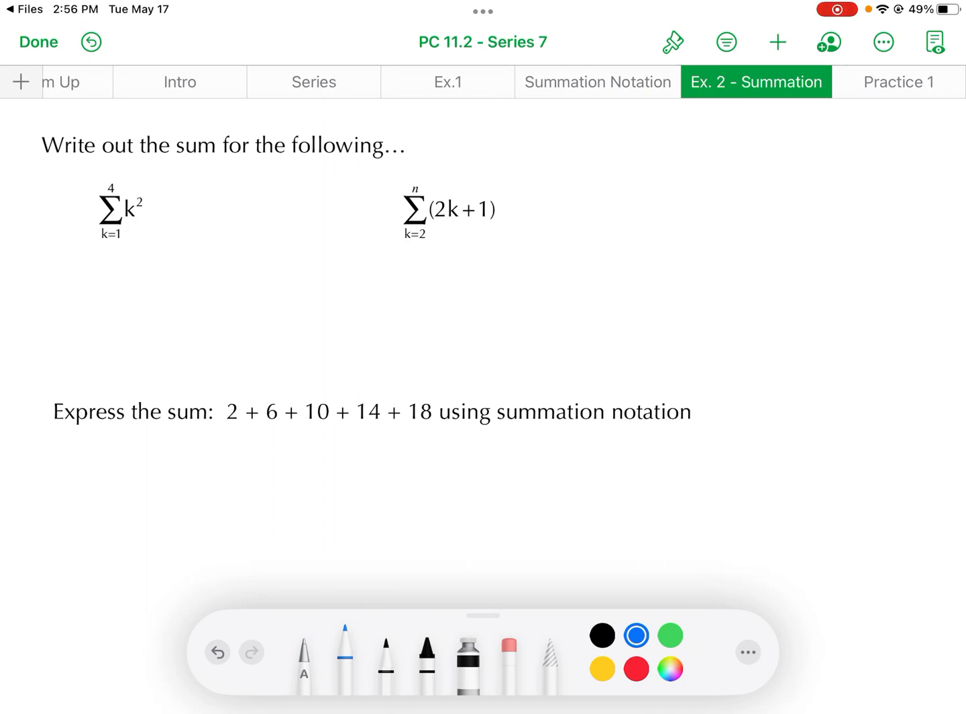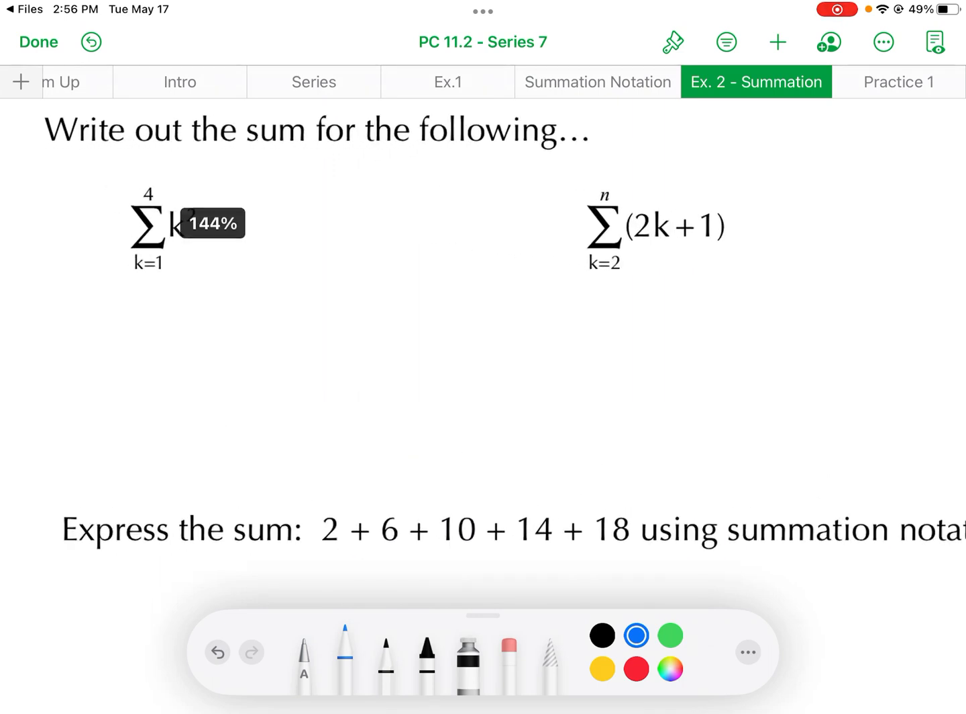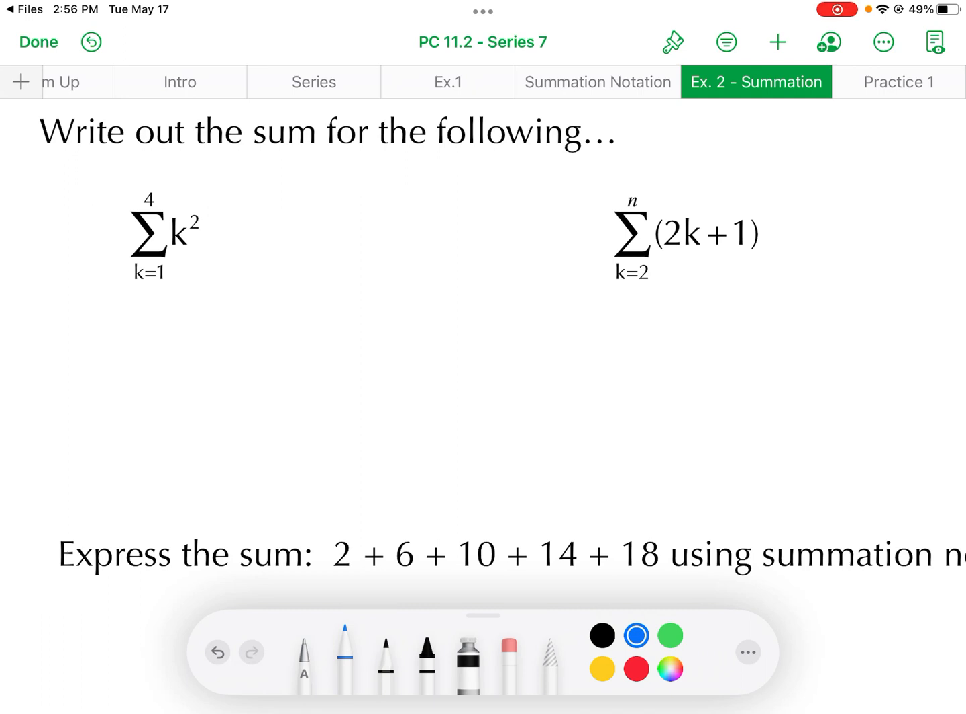All right, in example 2, we want to find the sum from 1 to 4 of k squared. So I'm going to plug 1 in first for k. 1 squared is 1. I'm going to add that to 2 squared, or 4, add that with 3 squared, or 9, add that with 4 squared, or 16. And I would stop there, given that the upper limit is 4. So 1 added with 4, added with 9, added with 16, results in 30 again.